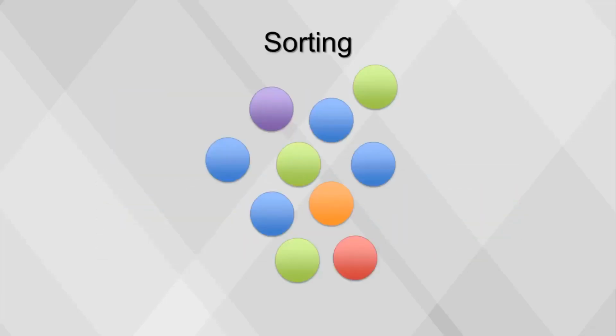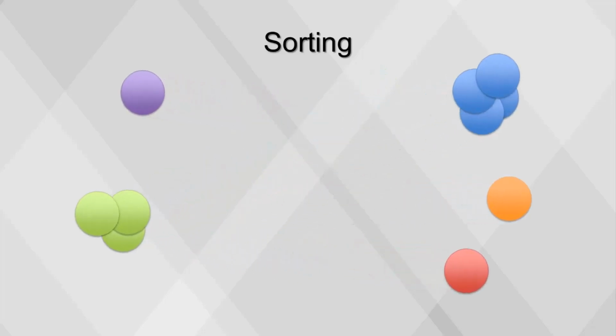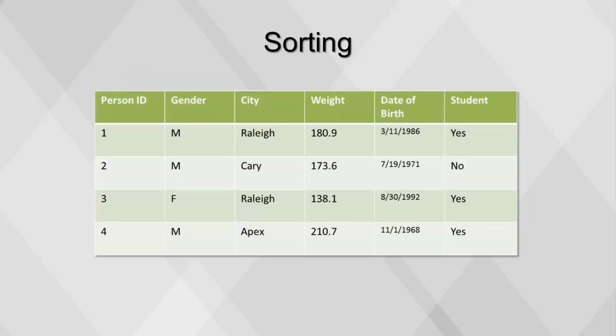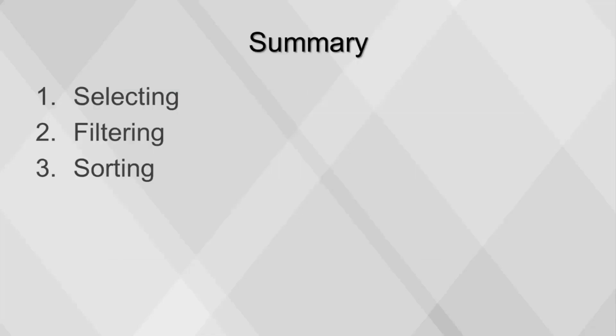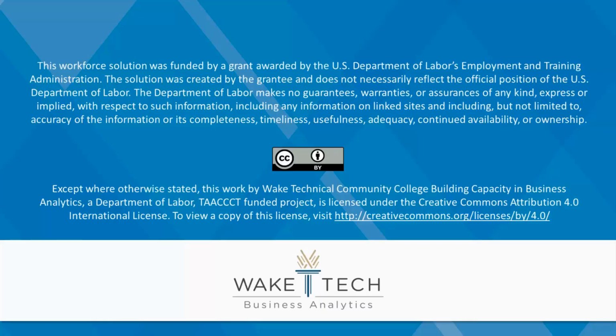The next step is sorting. When we sort, we rearrange a table by ordering the rows according to the values of one or more fields in either ascending or descending order. Here's our original dataset. It's sorted by date of birth in ascending order. Here we've sorted by city in ascending order and then by weight in descending order. This concludes our video on selecting, filtering, and sorting.